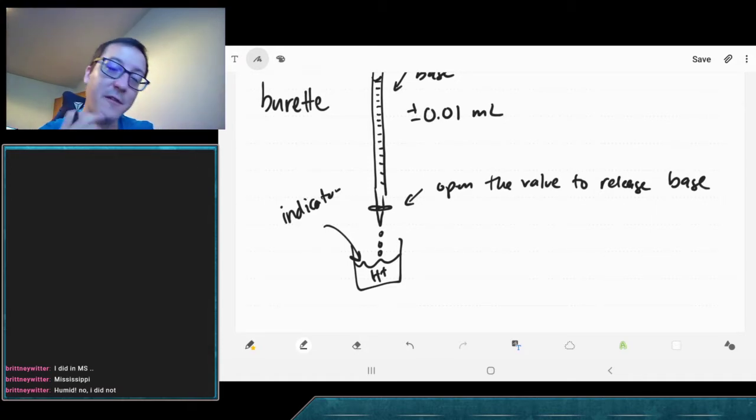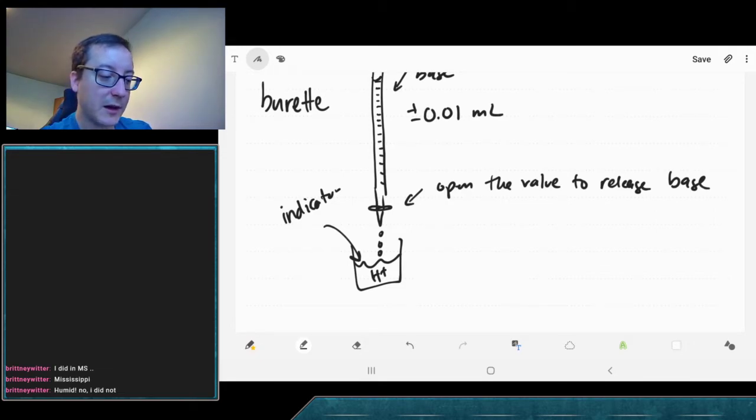And then once we know the volume of that base, we can figure out its molarity, right? Since we'll be able to use our stoichiometry skills to say, okay, if I had 0.5 moles of acid here, and I used however many mLs of base, we can use stoichiometry to figure out the molarity of that base. And so this idea of titration is just a lab method of figuring out the volume of solution you would need to react with something.